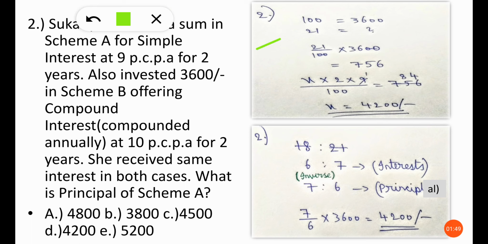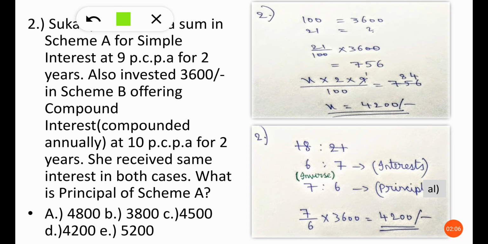So the interest in compound interest will be 21% because 10% per annum for 2 years is 21%. X plus x plus x square by 100. So 21 by 100 into 3,600. This is the compound interest, 756 rupees.